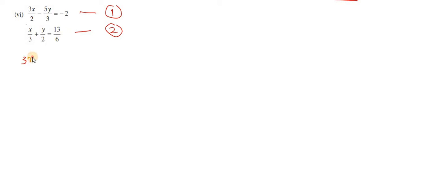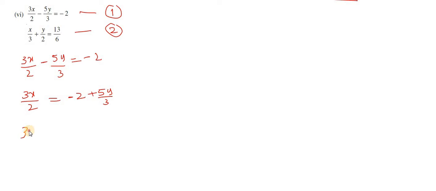So 3x divided by 2 minus 5y divided by 3 is equal to minus 2. This is the fraction one, so it will take one or two more steps to make the x. Here 3x divided by 2 is equal to minus 2 plus 5y by 3.